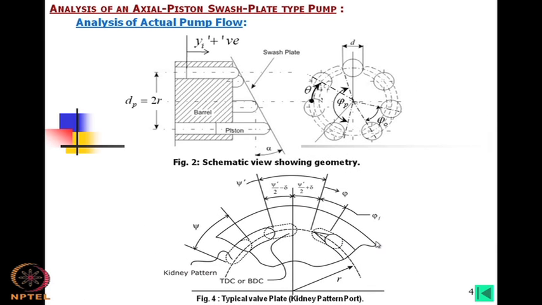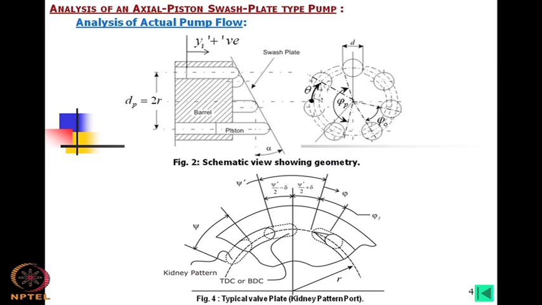Now, the valve which is called the kidney port, so there is the valve plate which is not shown. On the valve, these are the kidney ports. If we consider from here to here, and if we consider from here in this direction, obviously one is for the suction, one is for compression or delivery: suction and delivery, input and output.